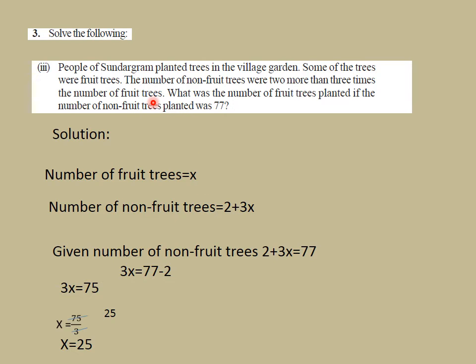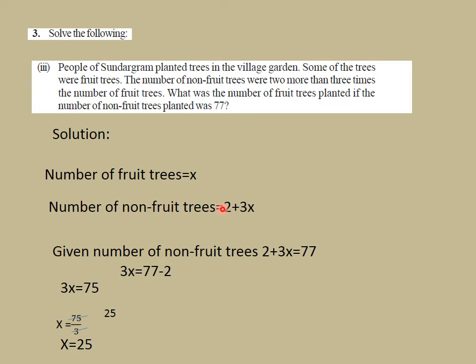The number of fruit trees is equal to x, because the number of non-fruit trees is 2 more than 3 times the number of fruit trees. So 2 plus 3 into x. The number of non-fruit trees is 2 plus 3 times the number of fruit trees. So fruit trees we have taken as x, and non-fruit trees are 2 plus 3x.